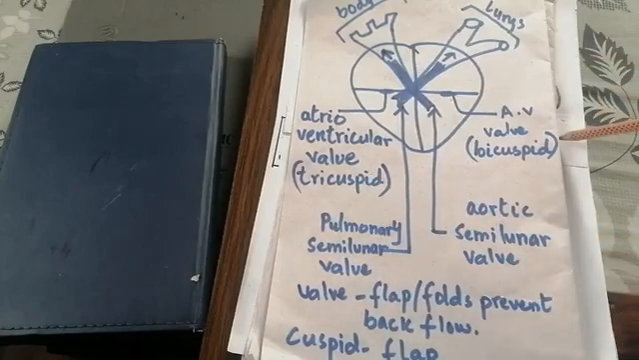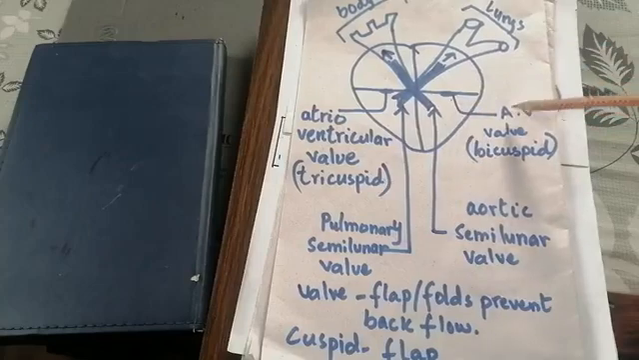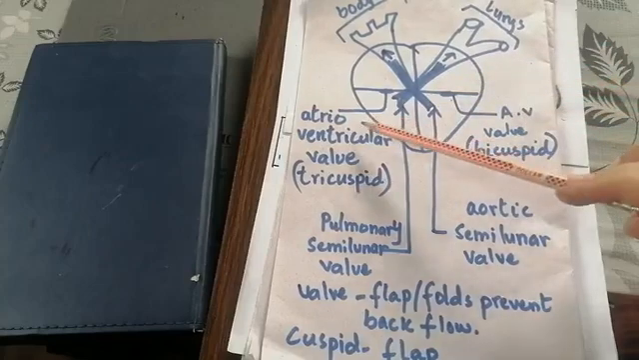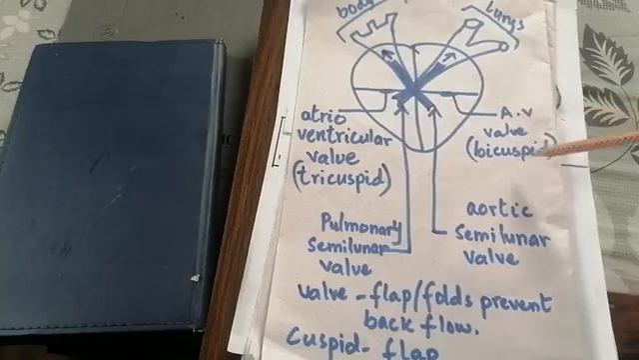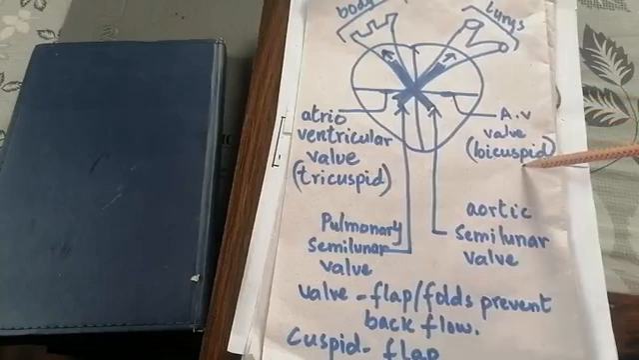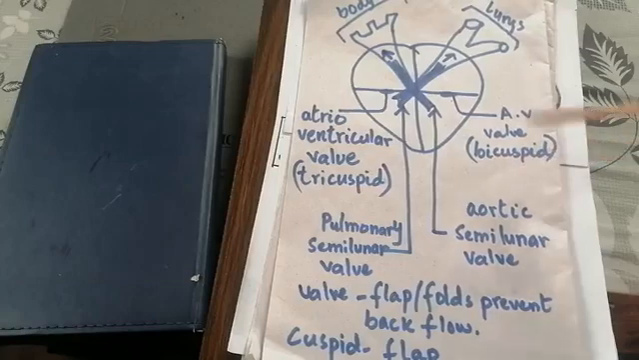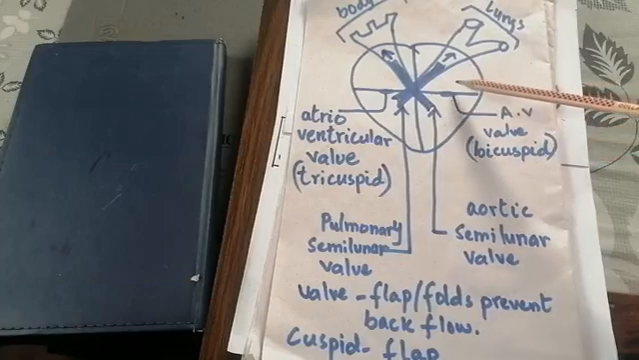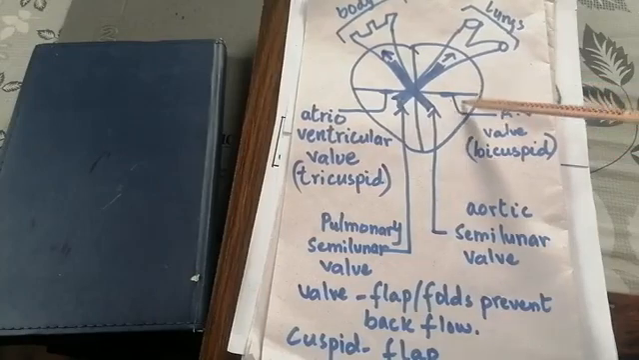And the valve on the left side of the heart is also known as the atrioventricular valve, abbreviated AV valve. It is also called the bicuspid. It means it has two flaps, or two folds of connective tissue. That's why it is known as the bicuspid valve. These valves are present between the atrium and the ventricles, that's why they are known as atrioventricular valves.